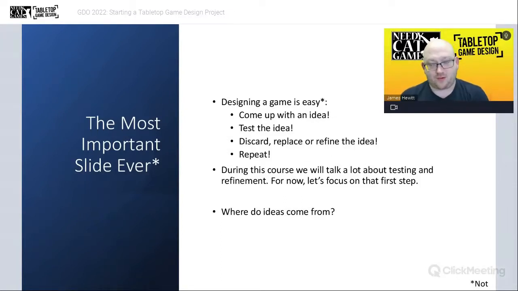The rest of this course, like seminars 3, 4, and 5, talk a lot about testing, refinement, codifying your ideas in written form. But how do we get ideas in the first place? Because on the one hand, it's incredibly easy. As I've said before, all designers will have a load of ideas.